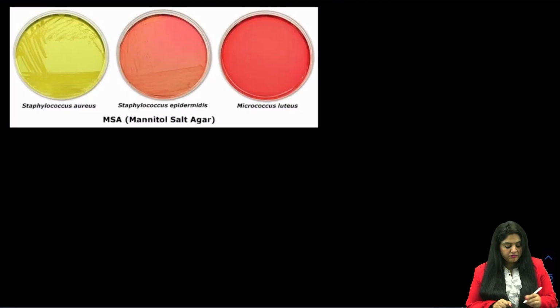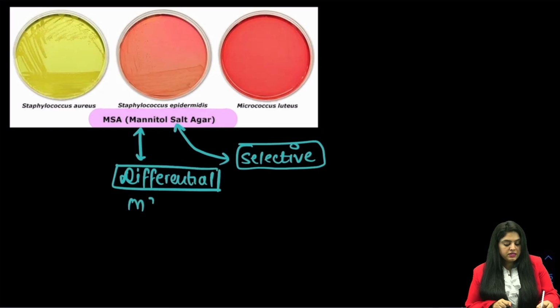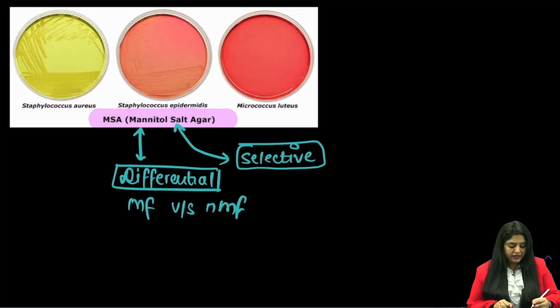But what is the selective media? We have something called mannitol salt agar. First and foremost, why am I calling it a selective media? Because it is selectively growing Staph aureus. It has salt. Salt makes it selective. Next, this is also a differential media. Why is it a differential media? Because it contains mannitol. Mannitol fermentation versus non-mannitol fermentation. Is it telling me a difference? Yes. So if it's telling me a difference, it's a differential media.